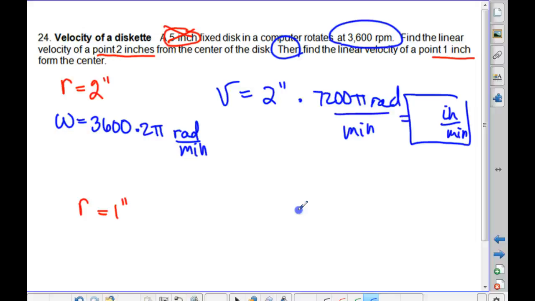And then it says if there's a distance of 2 out from the center, the radius would be 2. And then it says redo it with a distance of 1. And it's just angular velocity times radius that will give you the linear velocity. So then you just do 2 times 7,200 pi is your first answer, and your second answer is 1 times 7,200 pi? Yes. Okay. Inches per minute.